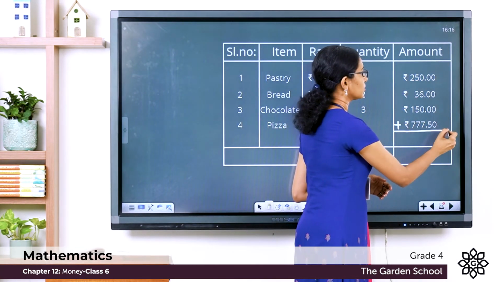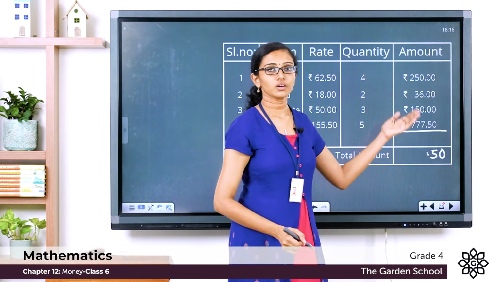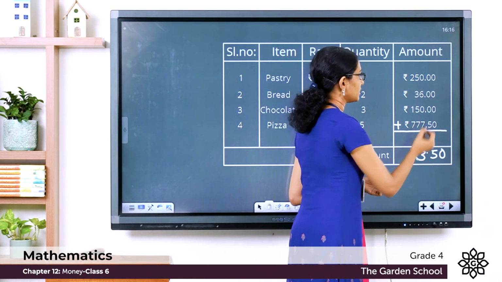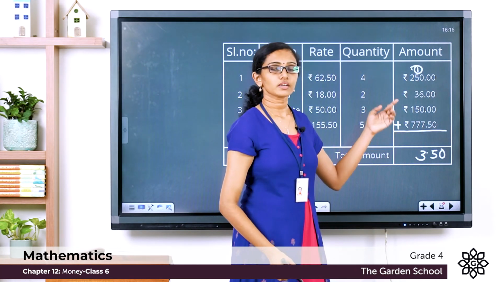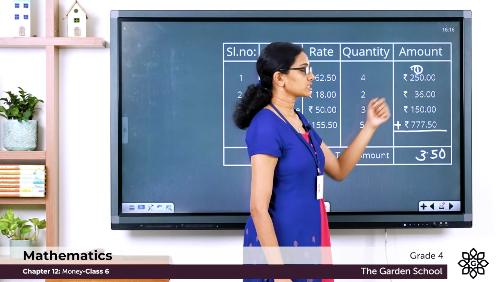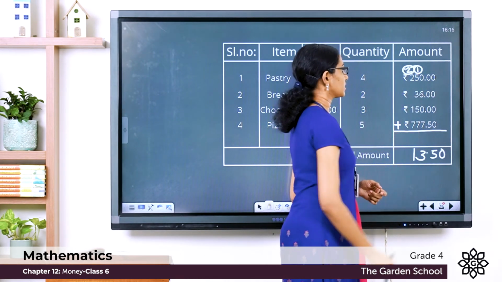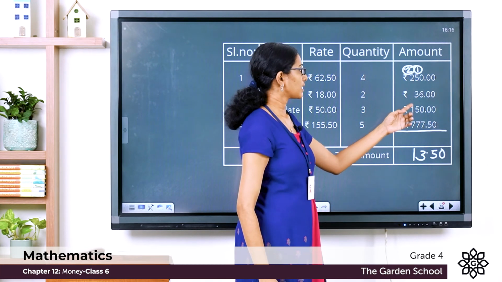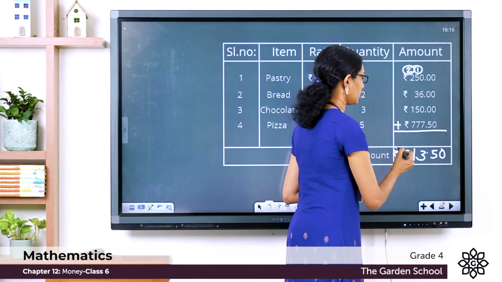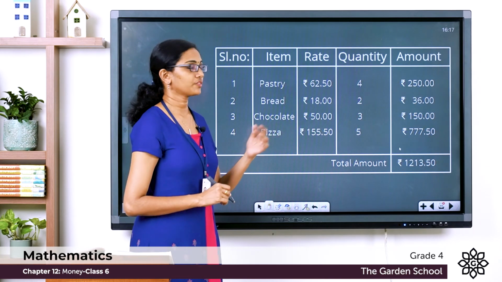It will be equal to, here it is 0, now 5 here. Now we're moving to the rupee column. We have 7 plus 6, which is equal to 13. So write 3 here, carry over 1 to the next place. Now in the tens column we have 7 plus 5, 12, 12 plus 3, 15, 15 plus 5, 20 plus 1, 21. I carry over 2 here. Now 7 plus 1, 8, 8 plus 2, 10, 10 plus 2, 12. So what is the total amount as per the bill? The total amount is equal to 1213 rupee 50 paise.